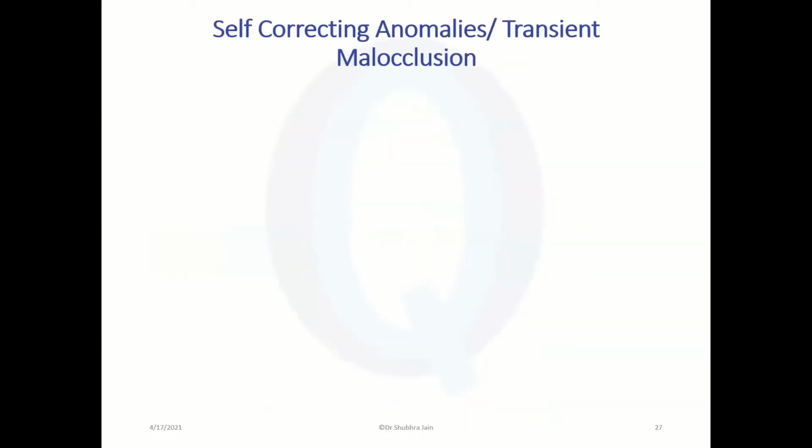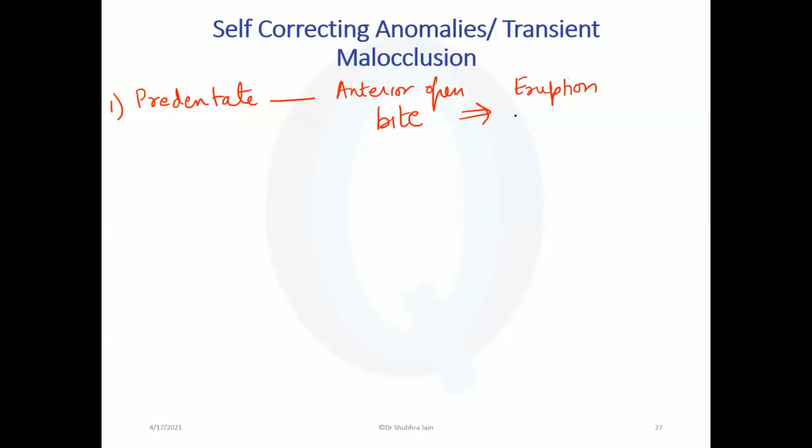Next, we're going to discuss a few self-correcting anomalies. You need to remember self-correcting anomalies for all the types of dentition. First is predentate, meaning when there is no teeth. The first thing that we saw was open bite, right? There was an anterior open bite. How is anterior open bite going to get corrected? It will get corrected by the eruption of teeth, the eruption of primary incisors.